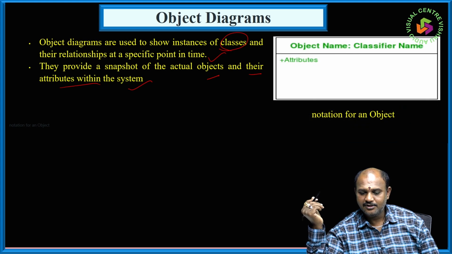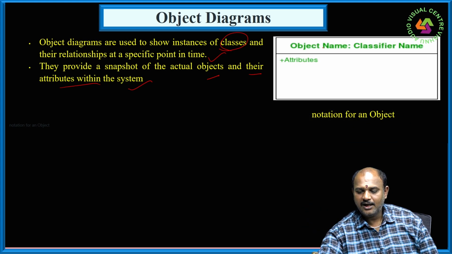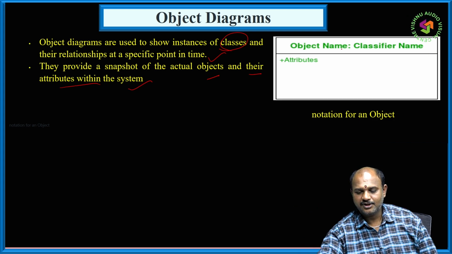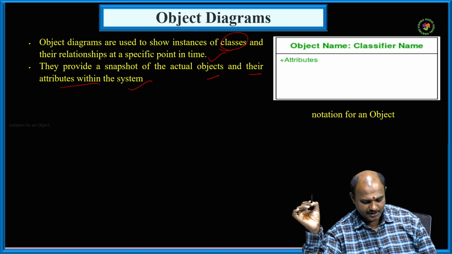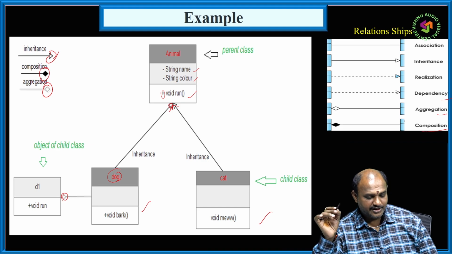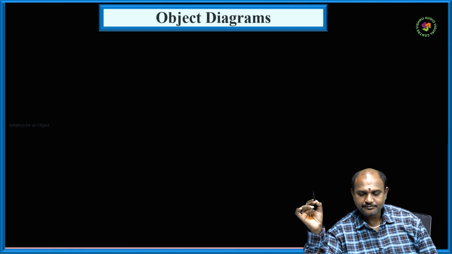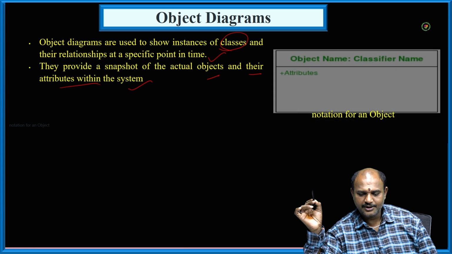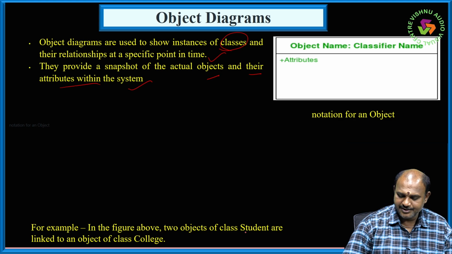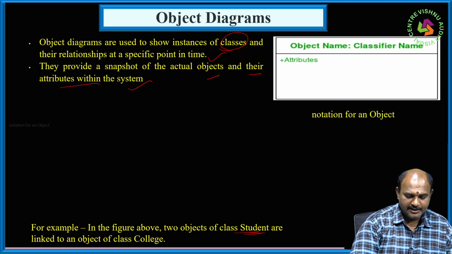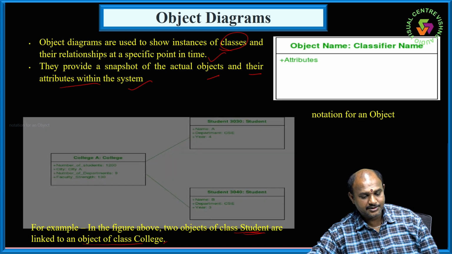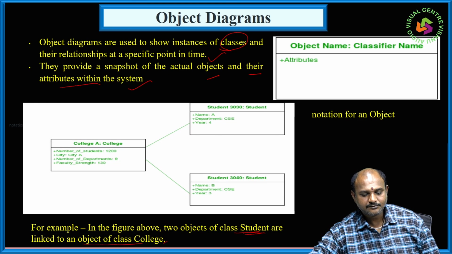The notation will be here: the class name, classifier name and attribute. Just simple: what is the object name and what is the classifier we used. So similarly, I will show this. D1 is an object name. I will show here the example of students. The class student is linked to the object of the class college. Now the simple diagram here.